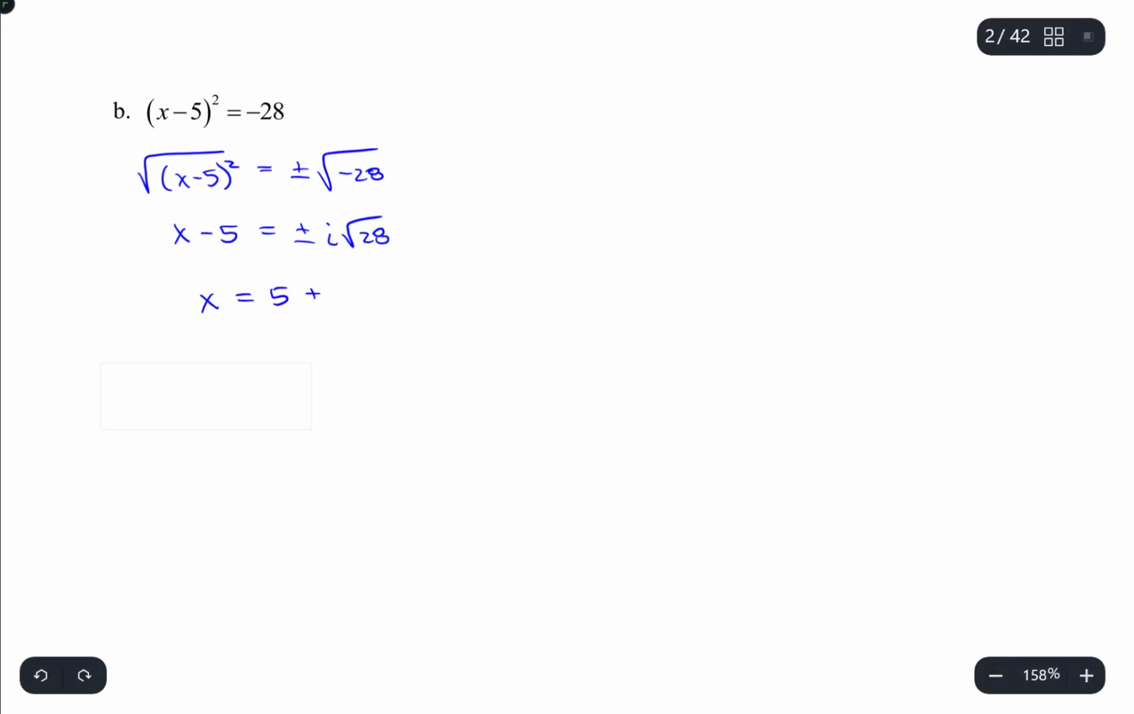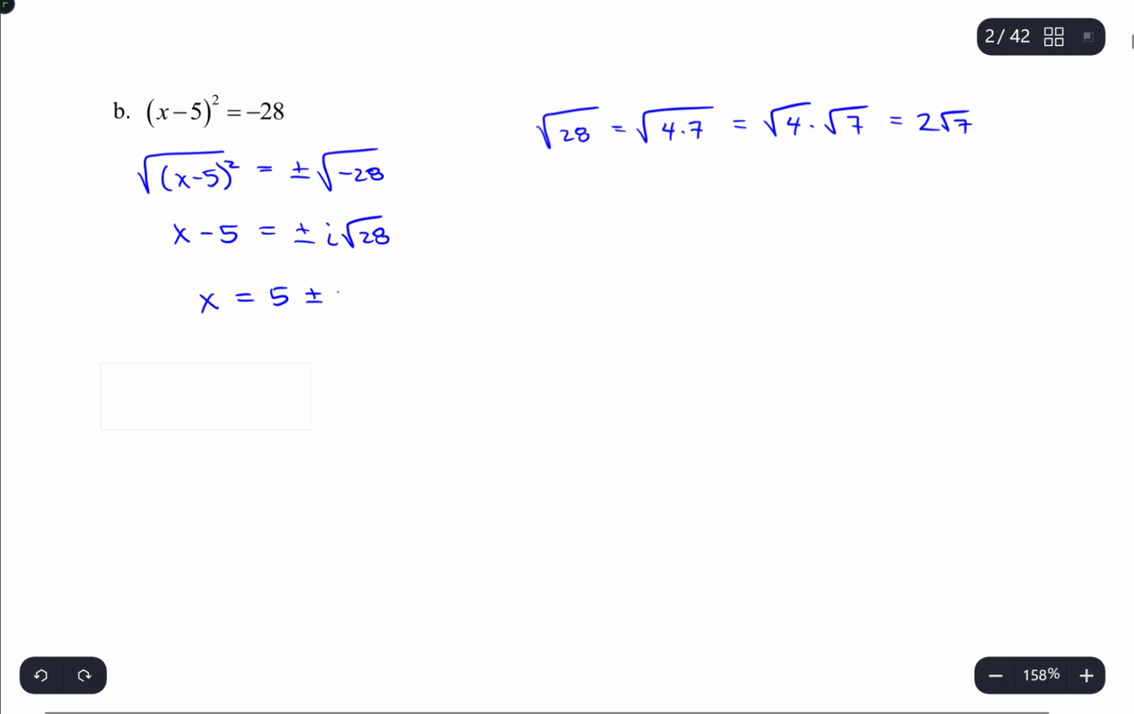So x equals 5 plus or minus i times, and then the square root of 28 could probably be reduced a little bit. So 28 itself is not a perfect square, but 28 is 4 times 7. And if you have the square root of 28, you could write that as the square root of 4 times 7, and break this up into the square root of 4 times the square root of 7, which would be 2 times the square root of 7. So what I'm going to do here is write this as 2i square root of 7.